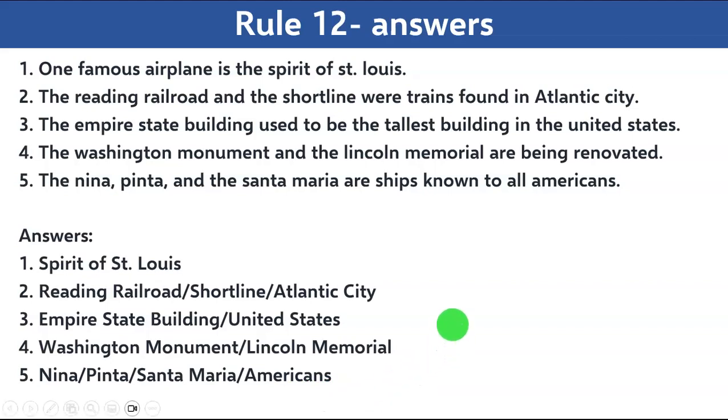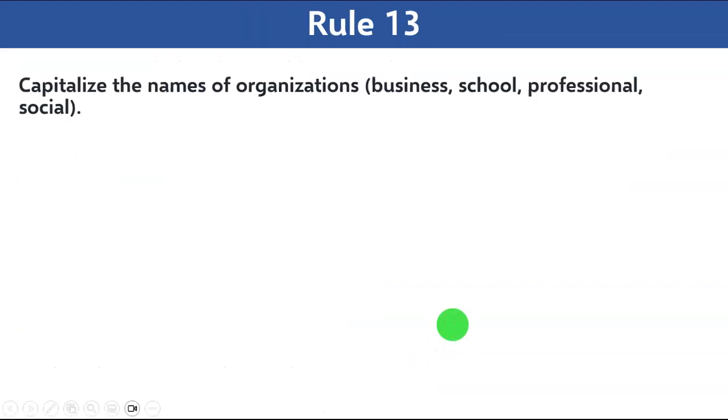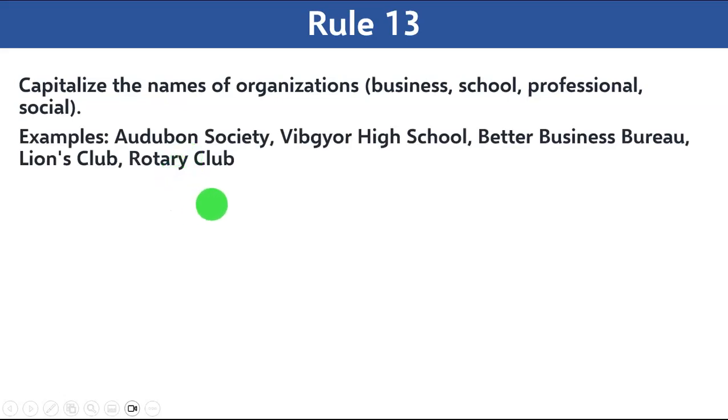Let's move on to rule number 13. What does it say? Capitalize the names of organizations, like business school, professional school, or professional or social. Examples: Audubon Society, Webgear High School, Better Business Bureau, Lions Club, Rotary Club, right? If you see, these are all names of organizations. They have to be capitalized. Webgear High School is the name of a school, right?